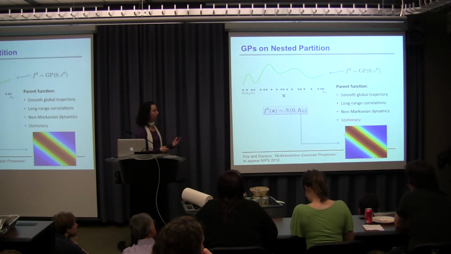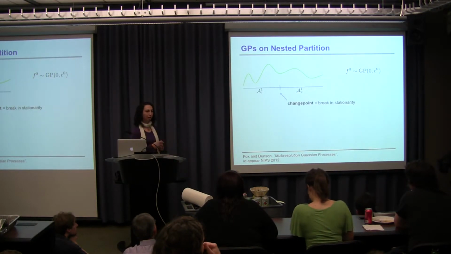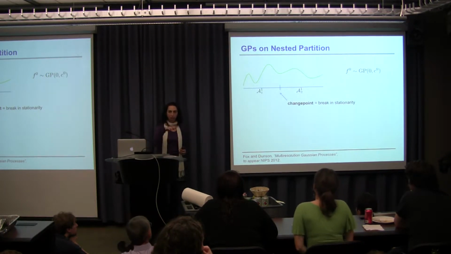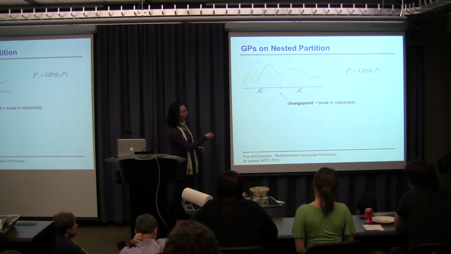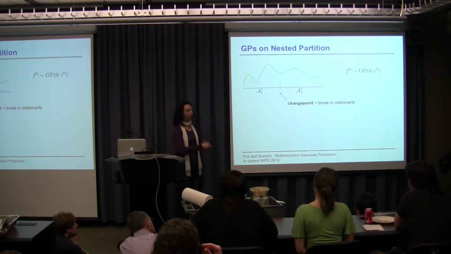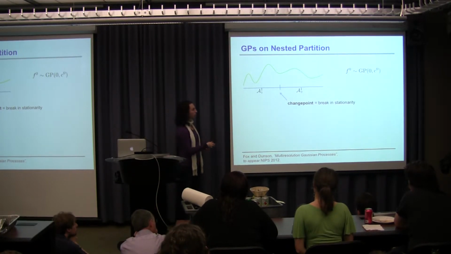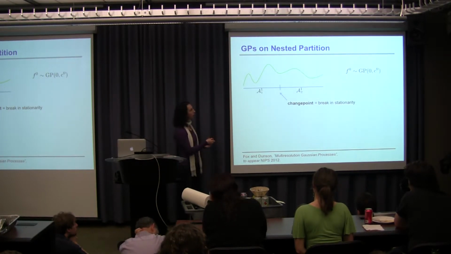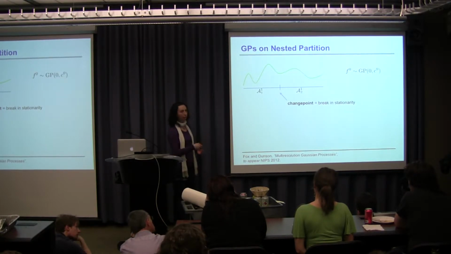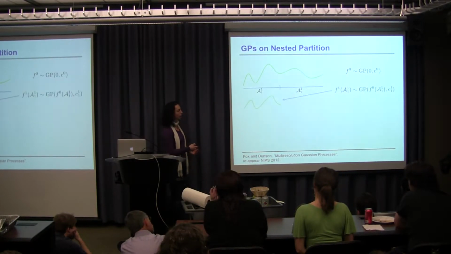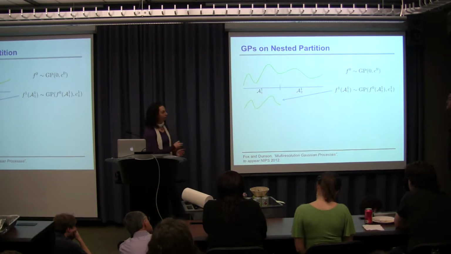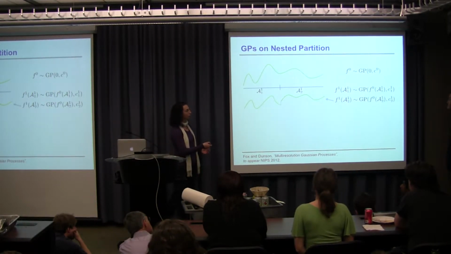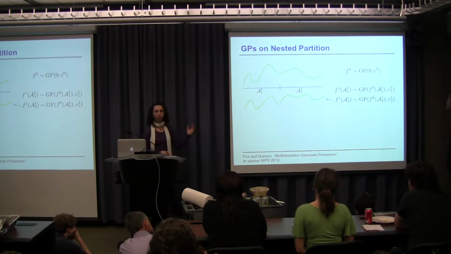Well, in order to introduce abrupt changes, we're going to introduce a set of change points organized in a hierarchical fashion. Each one of these change points is going to define a break in stationarity. So at the top level, we split this input space, and then independently over each one of these partition sets, we're going to draw a Gaussian process that's centered about the parent function, just restricted to that set. So we draw this function, and then independently draw this function.